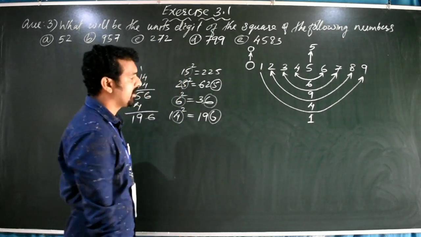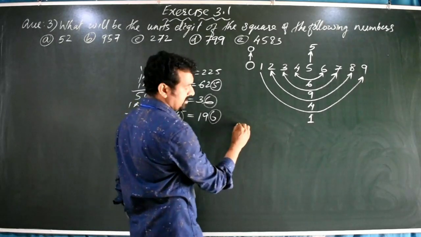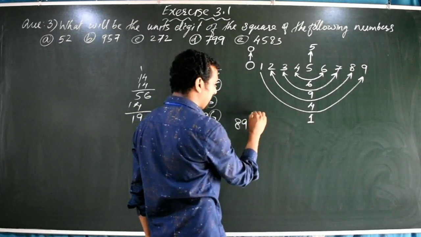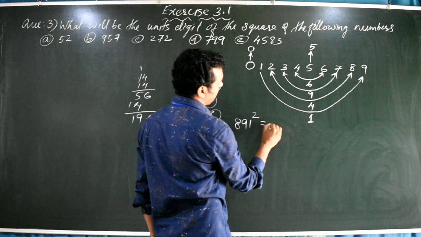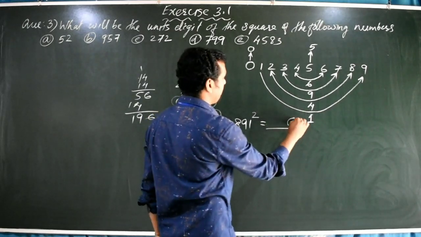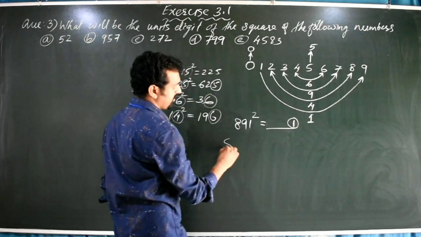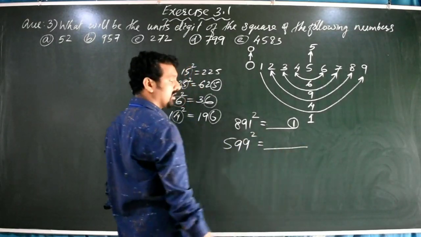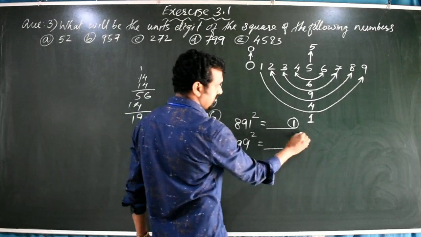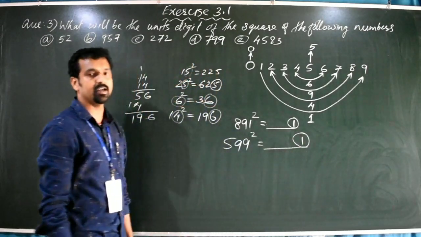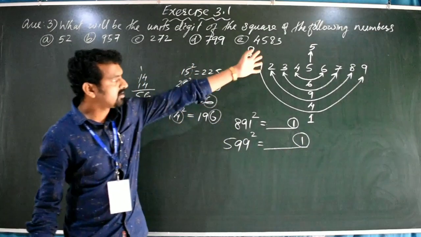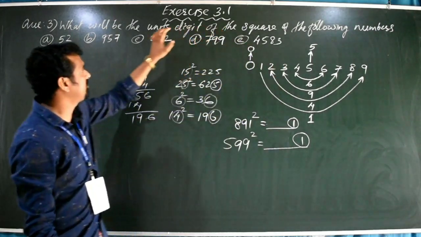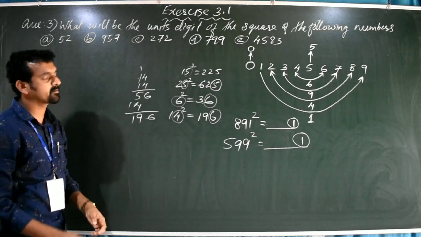So if a number ends with the digit 1, then its square, if we find out the square of this number, in this number last digit will be 1. Suppose it is 599. If we find out the square of this number, we will get a number. Its last digit will be, what will be the last digit? It will be 1. So this property already we have studied. So using this property we are going to find out here also.